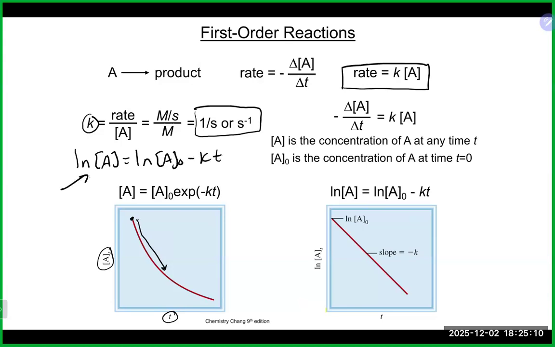This is what is sometimes referred to as the integrated rate law. It is the rate law that helps you determine, if you know some concentrations, how much time it would take for those concentrations to reach each other, or if you know the time, what concentration you should have left. This is like your final concentration. This is like your initial concentration.